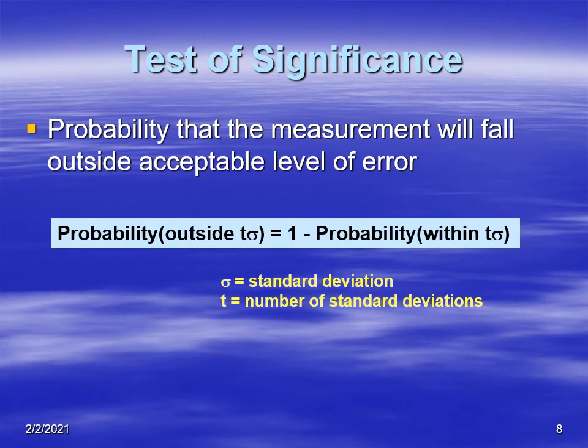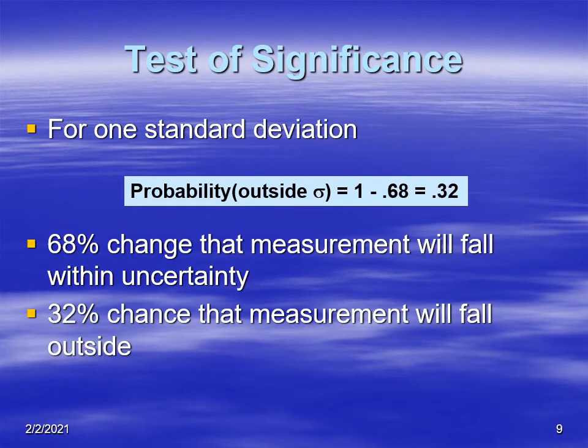The probability that a measurement will fall outside the acceptable level of error is simply 1 minus the probability that it will fall within, depending upon the number of standard deviations. So for example, for one standard deviation, the probability that our measurements will fall outside of our accepted standards is 1 minus 0.68. That means about 32% of our measurements will fall outside, and 68% we're willing to accept.